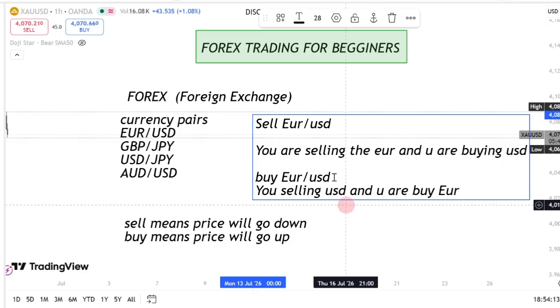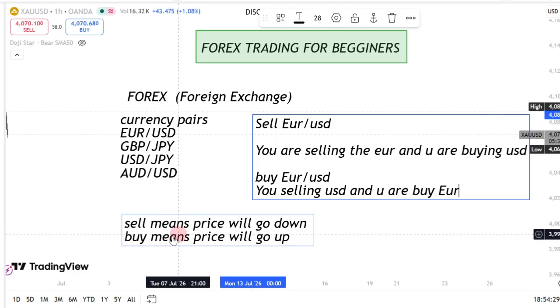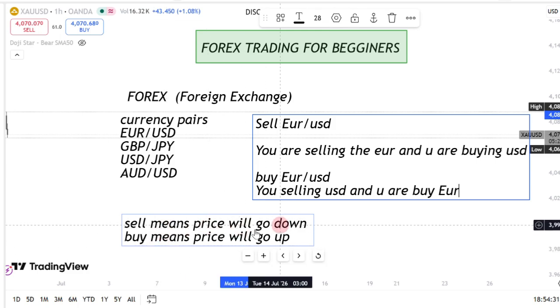It's raising their cost. When you are selling the euros, the government doesn't gain it, so they are going down. And when you are buying the USD, because the government will gain revenue, it will go up. So this simply means sell means price will go down, and buy means price will go up. This is simple, and this is the basic thing you need to know about forex trading.